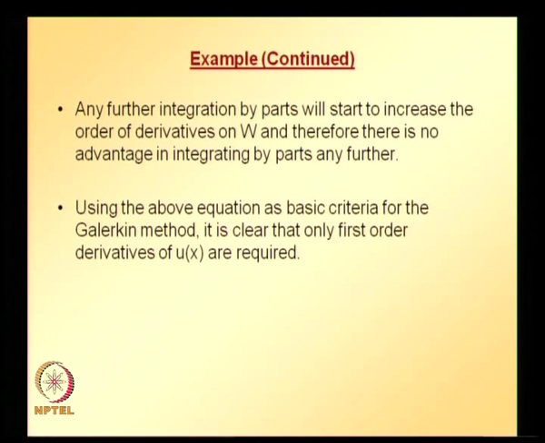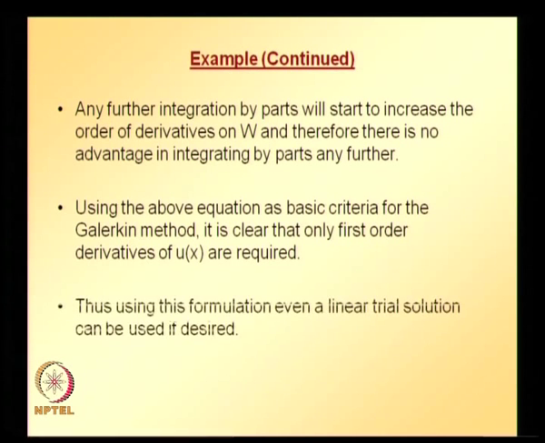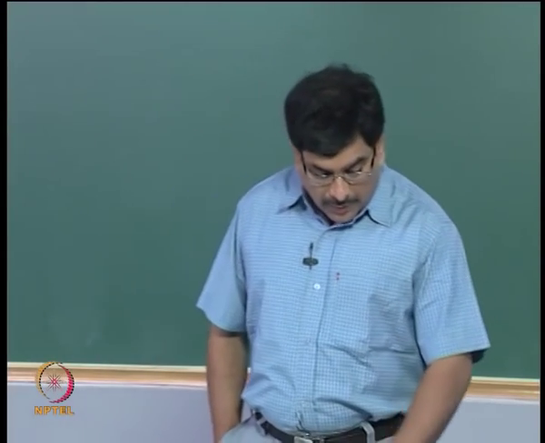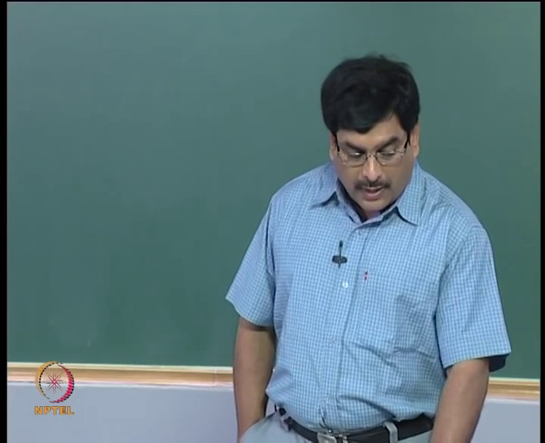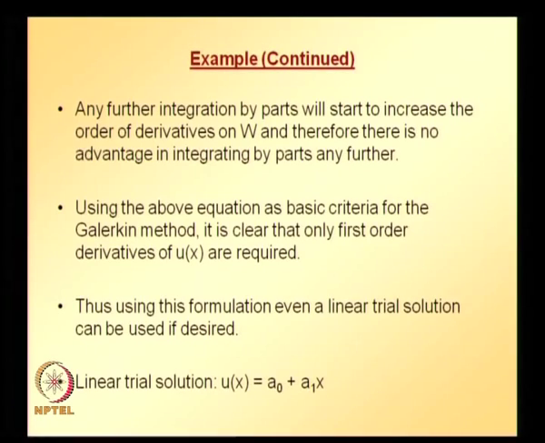Using above equation as a basic criteria for Galerkin method, it is clear that only first order derivatives of u are required. So you require only first order derivative of u, so you can start with a linear trial solution. Thus using this formulation, even a linear trial solution can be used if desired. And if you recall, this problem is solved using variational method, and there the minimum order of trial solution we have taken is second order, that is we started out with a quadratic trial solution, and here we can even go for linear trial solution. So the linear trial solution that is assumed is here, u is equal to a naught plus a1x, and rest of the procedure is similar.